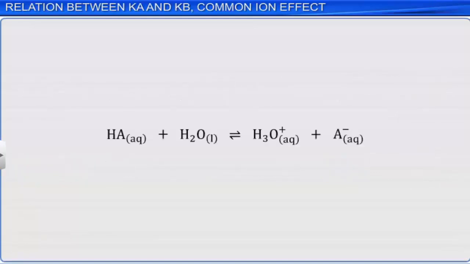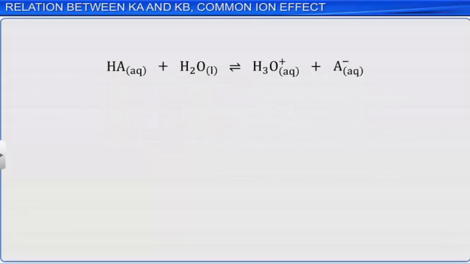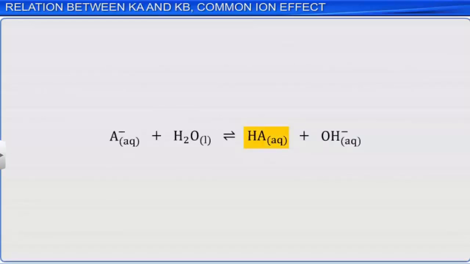Consider the dissociation of weak acid HA in water. The acid dissociation constant Ka for this equilibrium can be written as Ka is equal to the product of concentration of H3O plus and A minus ions divided by concentration of HA. HA, being a weak acid, has a strong conjugate base A minus.